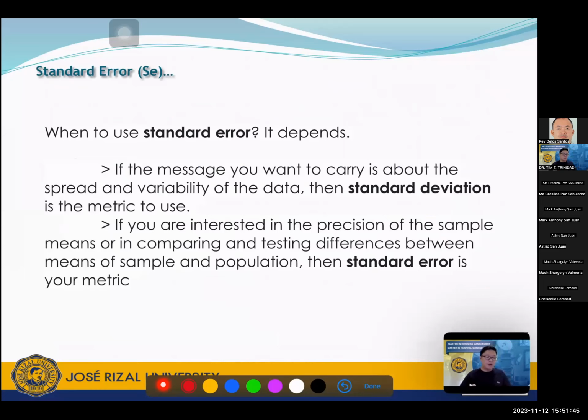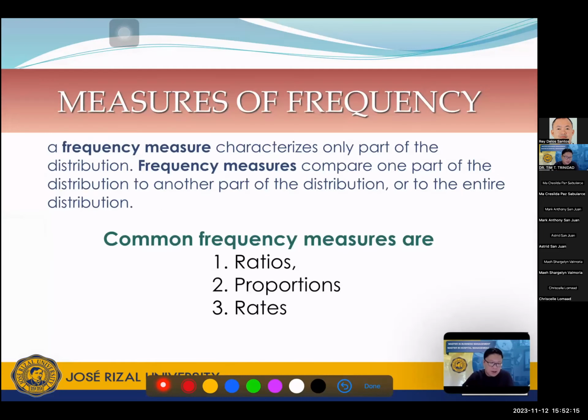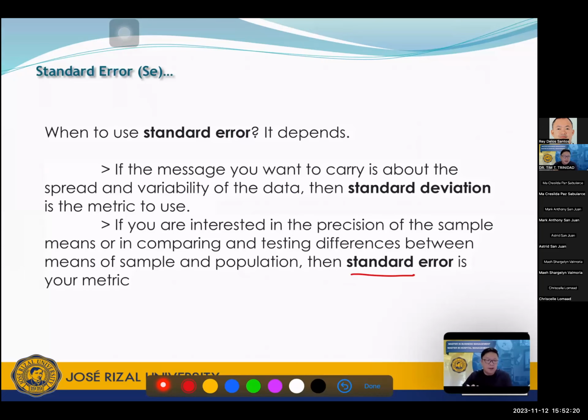So when are you going to use your standard error then? Well, it depends. If the message you want to carry out is about the spread and variability of a single data set or group, then you use the standard deviation. But if you are interested in the precision of the sample means, or you want to compare and test the differences between means of sample populations, meaning multiple, then you use the standard error as a measure. Okay? Any question?